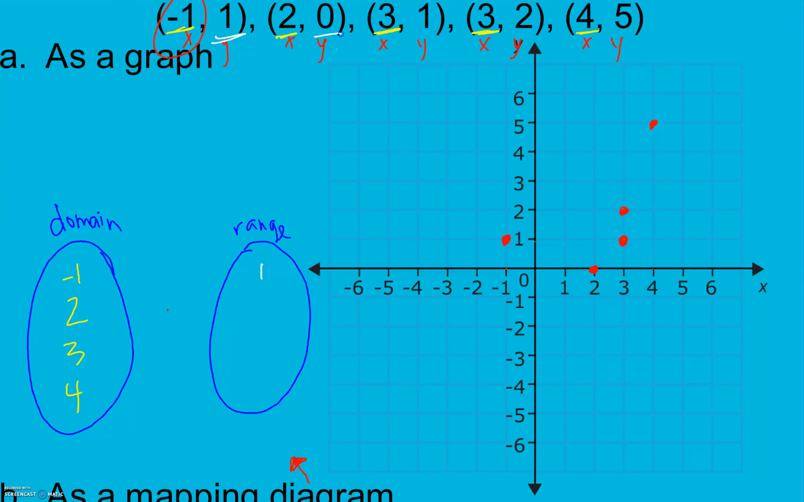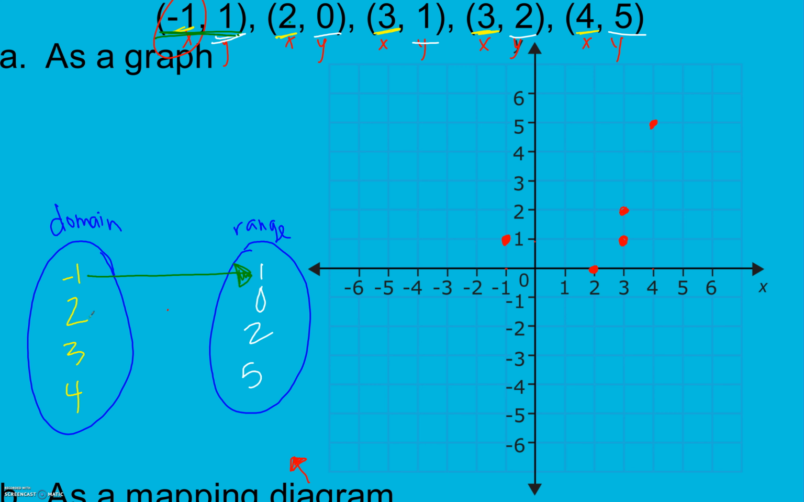Range, range, already in my range. My last step is I'm going to draw arrows to show inputs to outputs. So for every ordered pair, here I'm going to start at -1 and I go to 1, and we need these arrows here to show direction.